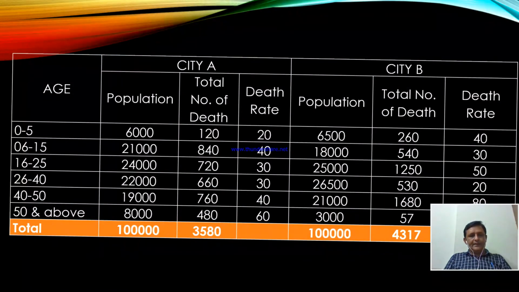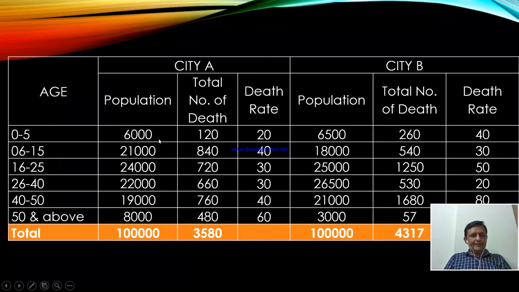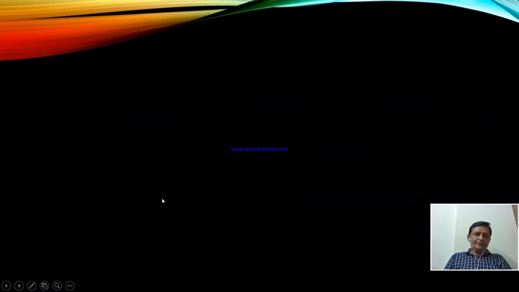Once again you can check here manually, 120 divided by 6000. So let me remove these 3 zeros of 1000, cut with 1000, and 120 by 6, here we get 20. Similarly 840 divided by 21 is 40, 720 divided by 24 is 30, 660 divided by 22 is 30, 760 by 19 is 40, and 480 by 8 is 60. Same way you can calculate the death rate for city B, right? And now let me move ahead.